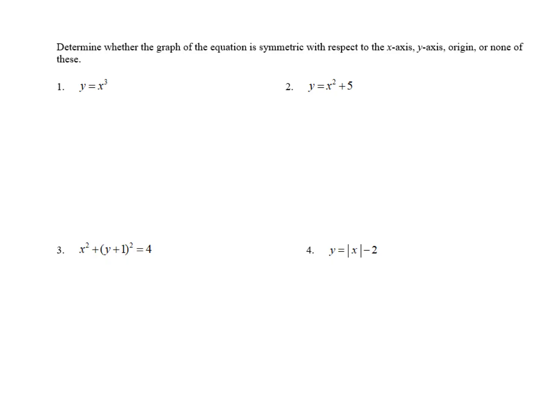That means I'm going to plug in negative x. So plugging in negative x means I'm going to do y equals negative x cubed. Well, when I simplify, that's going to give me y equals negative x to the third power, because this is negative x times negative x times negative x. It's negative x to the third. Well, that is not exactly the same as y equals x to the third power. So we do not have symmetry with the y-axis. So no symmetry with the y.